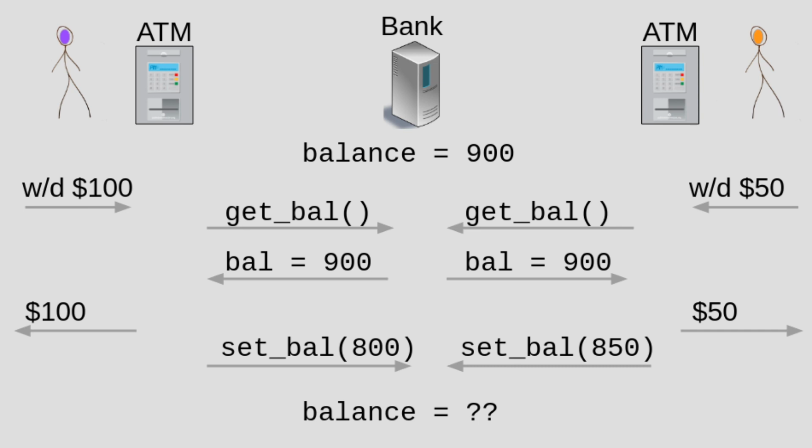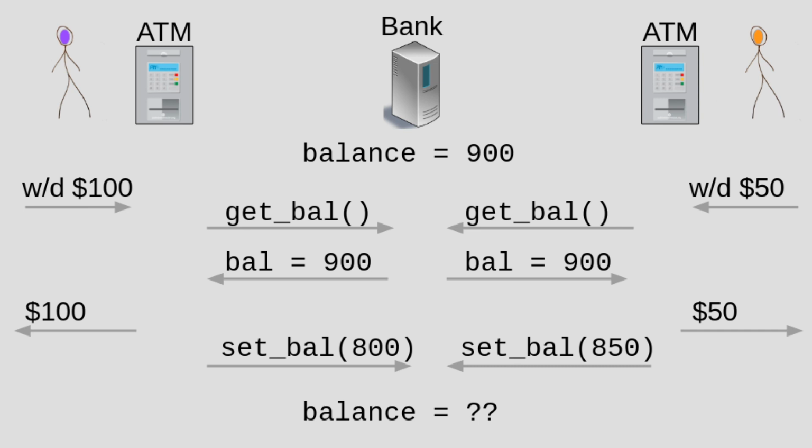And so each ATM checks that there's sufficient money for the funds requested. Purple's ATM will spit out $100 for Purple. Orange's ATM will spit out $50 for Orange. And then the two ATMs have to update the balance. So Purple's ATM will calculate 900 minus 100 equals 800 and sends a message to the bank, set the balance to 800. Orange's ATM will calculate 900 minus 50 is equal to 850 and sends a message to the bank, set the balance to be 850.